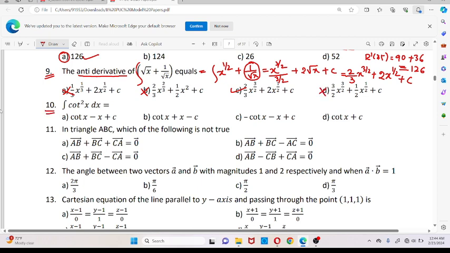Let me go for the 10th one, an easy question. Integration of cot square x. You know that integration of cot square x, we can write this as what? Cosec square x minus 1. Okay, we know the formula. And the integration of cosec square x is what? Minus cot x, and minus, as it is, integration of 1 will be what? x, again plus c, that is the integral constant. If you go through the options, here cot x is there, but the minus is missing, so option A is wrong. And here plus x is there, it is also wrong. Option C will be the right one.